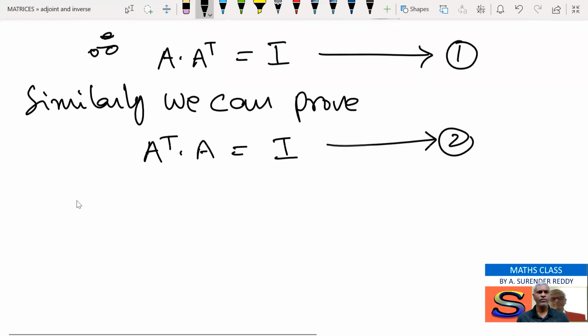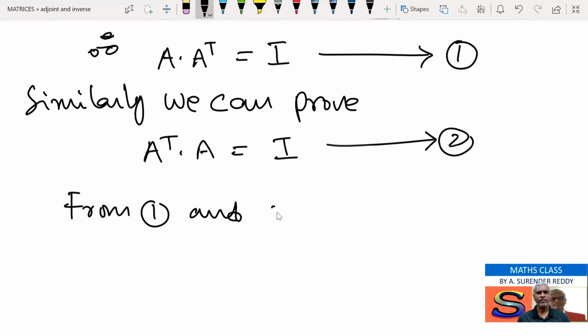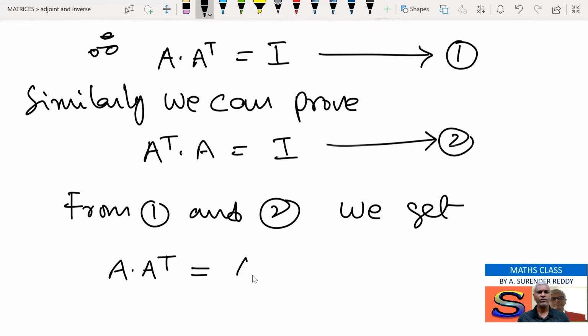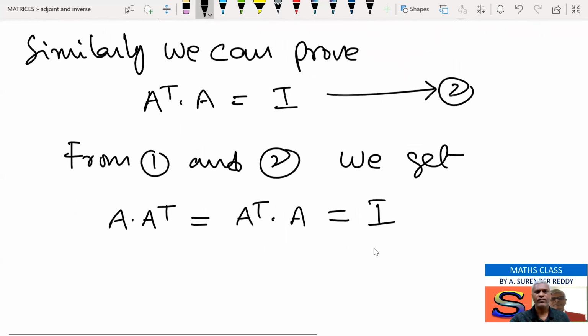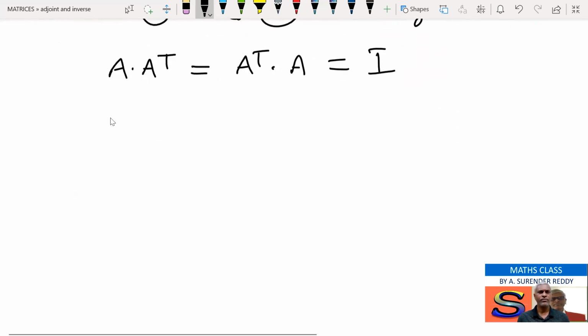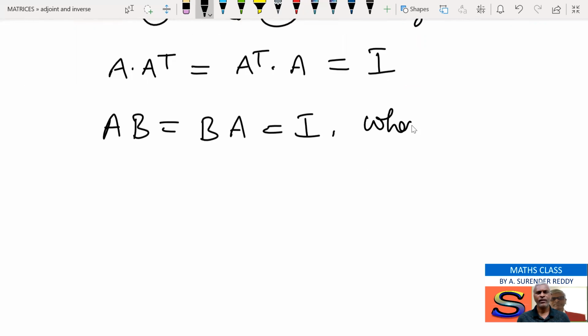So from 1 and 2, we get A into AT is equal to AT into A is equal to I. So we can write this in the form of AB is equal to BA is equal to I, where B is equal to, I am taking AT as B.